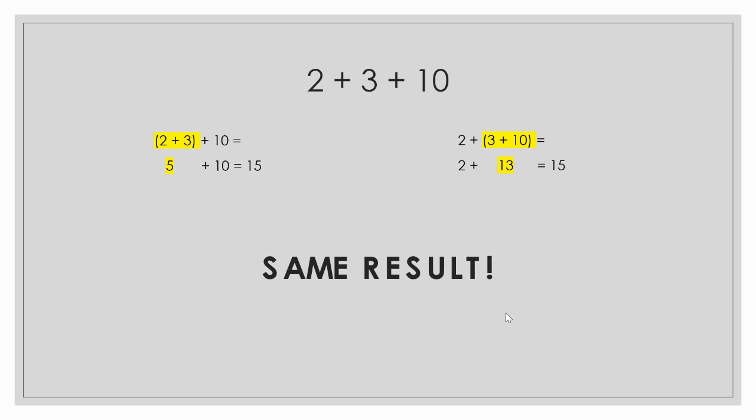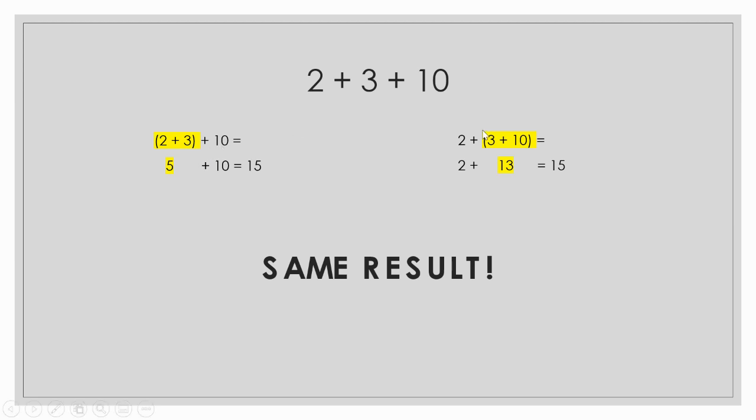The first example we're going to look at is the equation 2 plus 3 plus 10. As you can see, there are two ways to solve this. Either by adding 2 plus 3 together and then adding 10, or by adding 3 plus 10 and then adding 2. 2 plus 3 is 5, and when we add that to 10, it equals 15. This is one way to do the equation, by first adding 2 plus 3 and then adding 10.